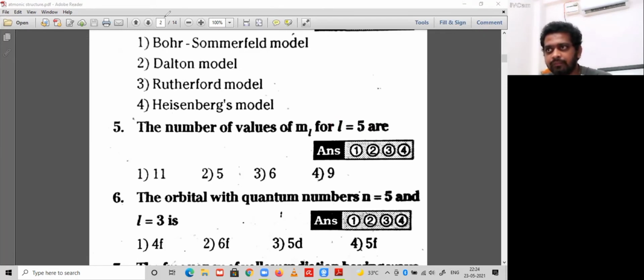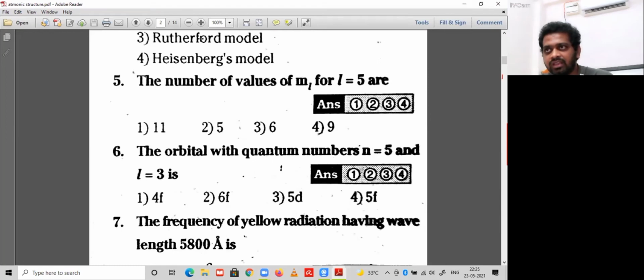Next, question number 6. The orbital with the quantum numbers n equal to 5 and l equal to 3. Here one more point we need to remember. If the azimuthal quantum number l is equal to 0, it is the s subshell. If l is equal to 1, it is the p subshell. If l is equal to 2, the d subshell. If l is equal to 3, the f subshell. And l is 4 for the g subshell. After g, h, and so on.